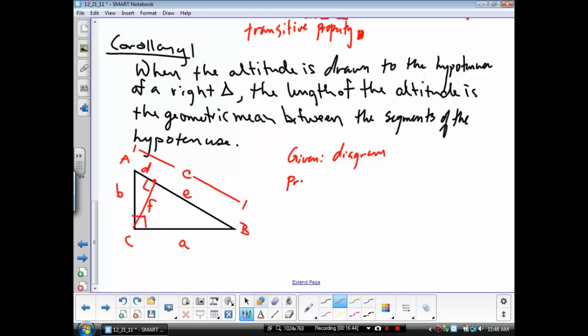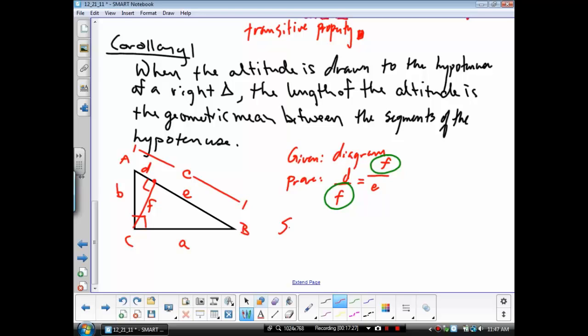And what we want to prove is that the length of the altitude, which is F, is a geometric mean between the segments of the hypotenuse. So geometric mean between D and E. We want to prove here is D and E, and F has to be in the means position. We talked about how the means position is lower left and upper right. So F is the geometric mean between D and E. That's what we're going to prove. We're going to do this by similar triangles.